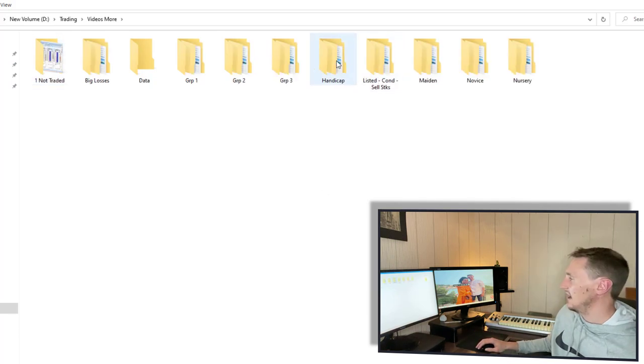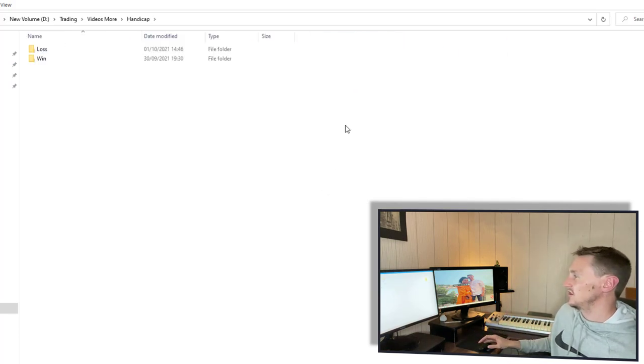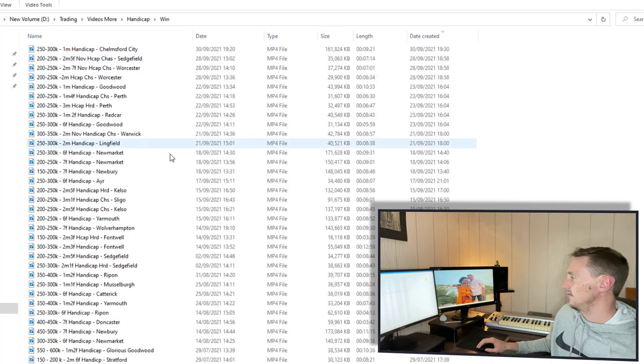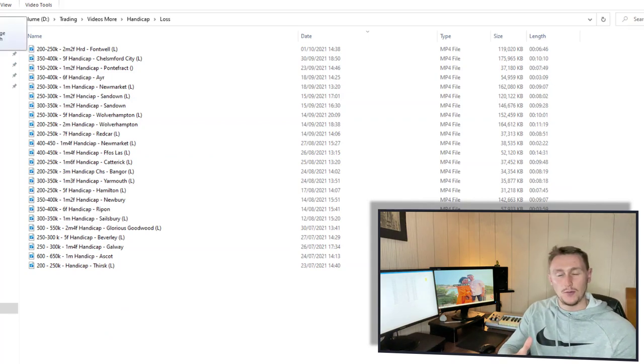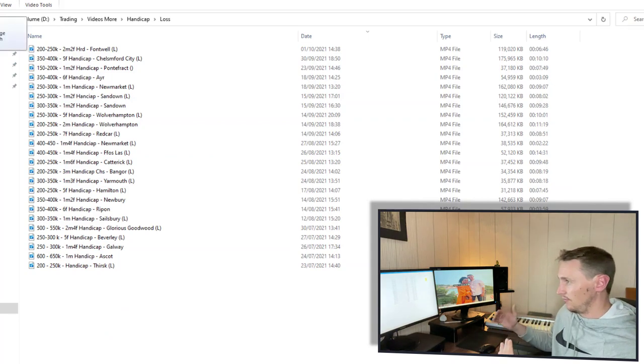So yeah, if I go into handicap, you can see within each of the folders that I've made, I've also made two subfolders, win and loss, so I can identify what I'm doing right when I win. And if I go into the loss folder, I can also identify what I'm doing wrong when I lose, and I can see where I go right most commonly and where I go wrong most commonly in different race types.